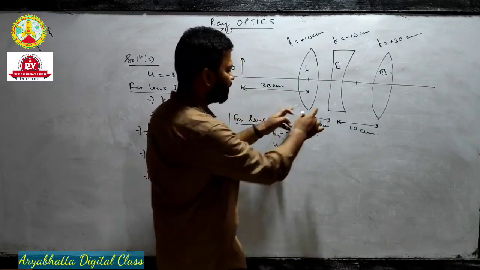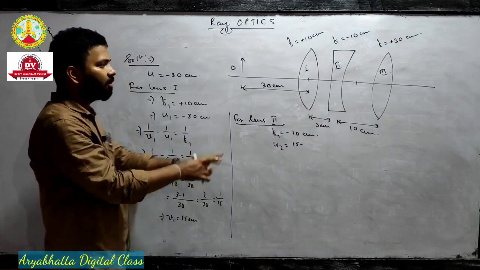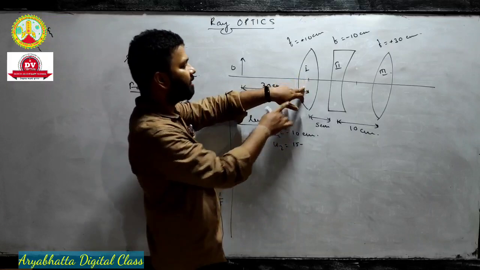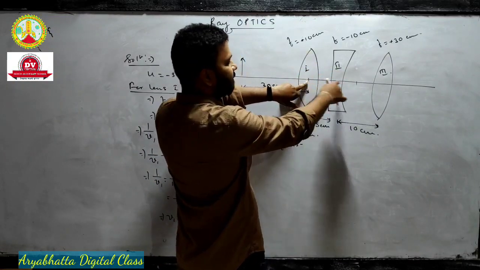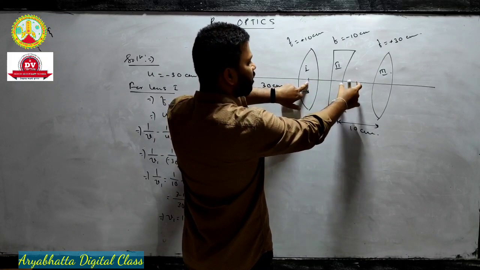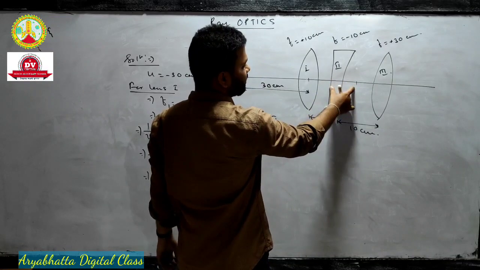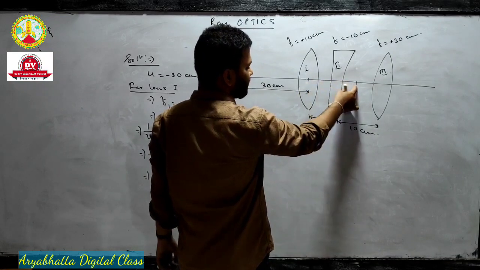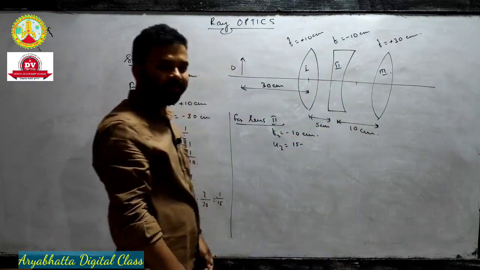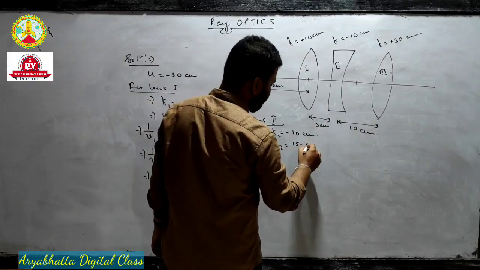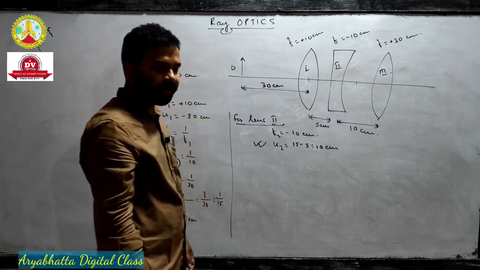This distance we have to subtract, because this V was the image for lens 1, and where was its image forming? At a distance of 15 centimeter from lens 1. So from here to here 15, so the object distance for the second lens is from this location. This distance is 15, this distance is 5, so how much will this distance be? 15 minus 5 is equal to 10 centimeter. These are the steps that you have to understand.